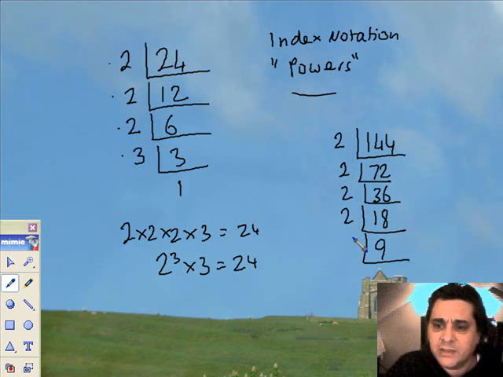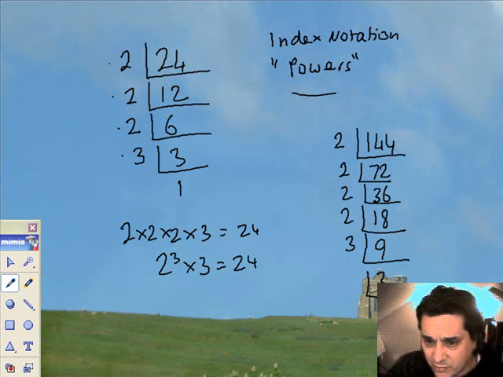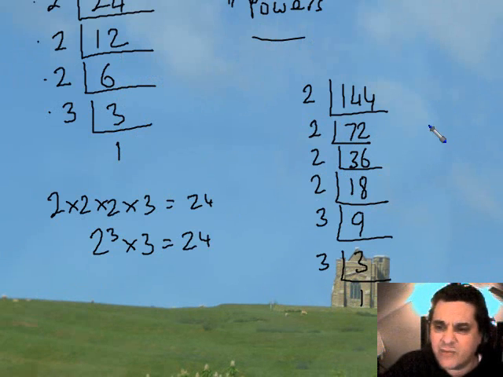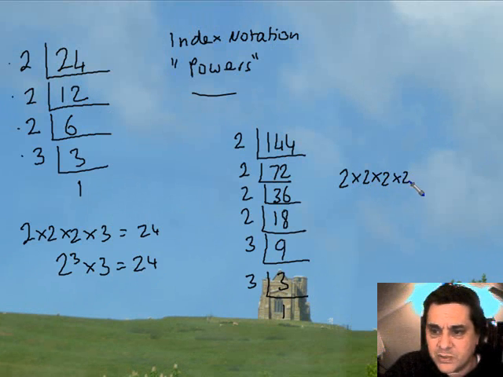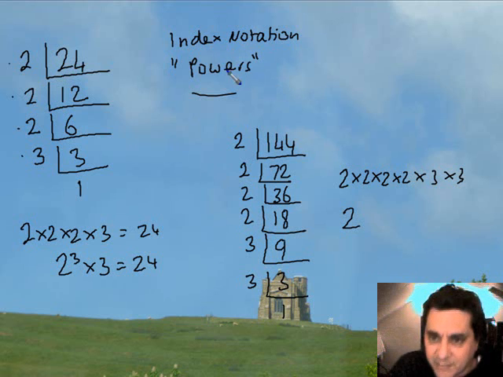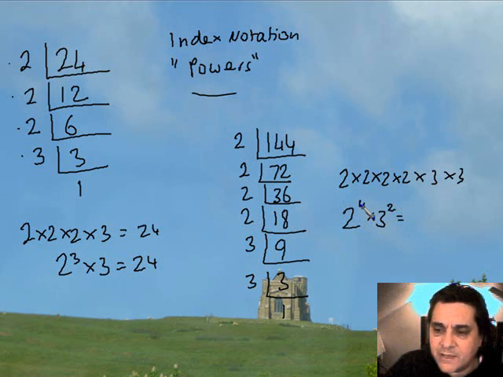Uh-oh, odd number. Does 3 go into 9 as the next prime number? Yes, it does. 3 goes into 9 3 times. 3 goes into 3 once, and I've landed it. So let's just write the answer over here. I've got 2 times 2 times 2 times 2 times 3 times 3. Let's write that carefully in index form: 2 to the power of 4 multiplied by 3 to the power of 2 gives us 144.